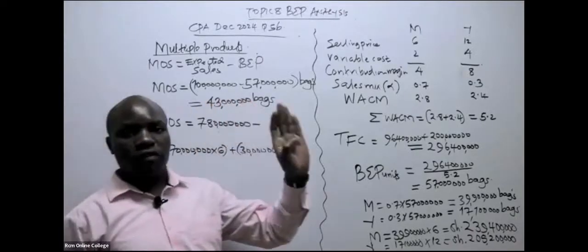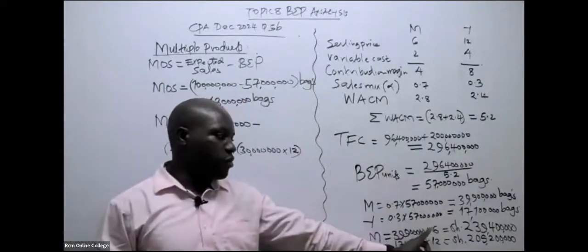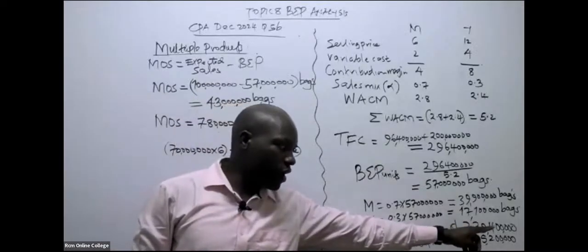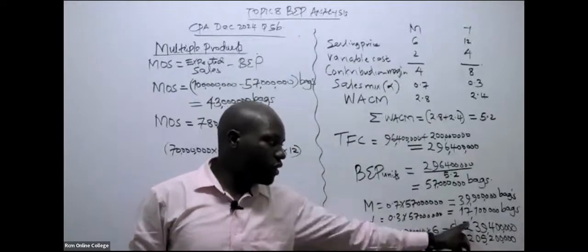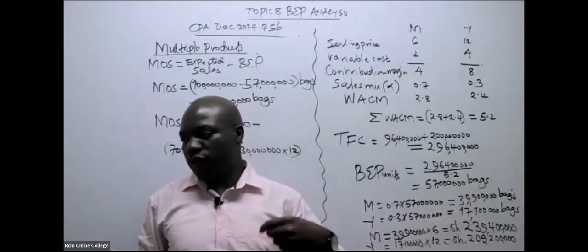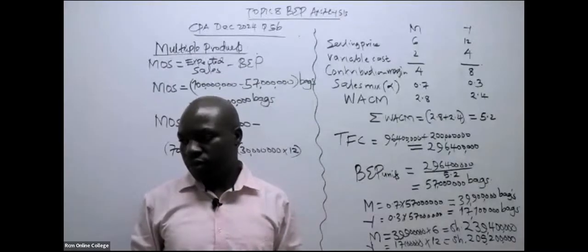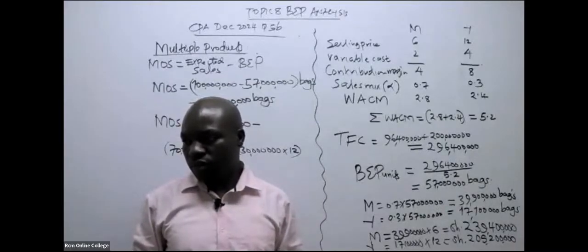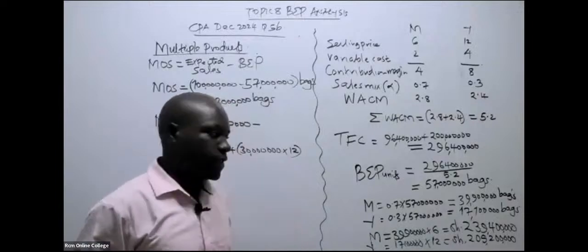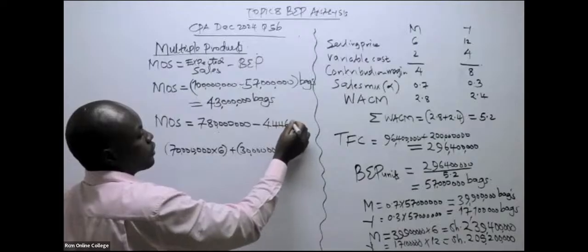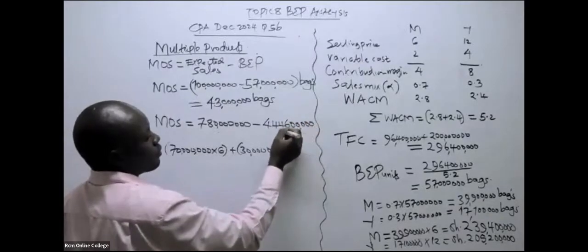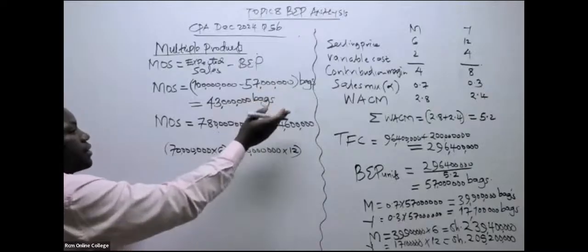Are we able to get our break-even point in shillings? Yes. For product M, it is 239,400. For product Y, it is 205,200. So when you add the two, what are you getting as the total break-even point? 444,600,000. So this one is in bags, and this one will be in shillings.